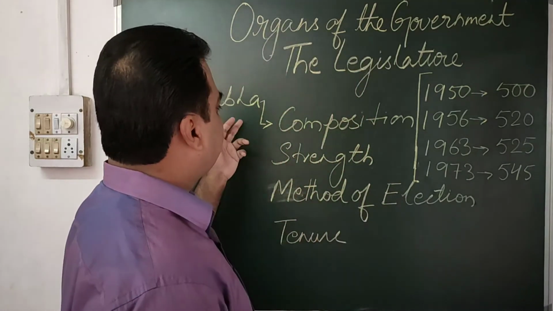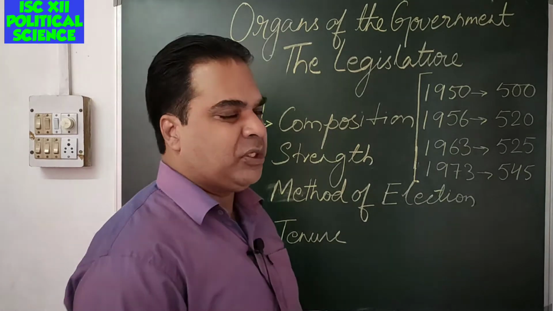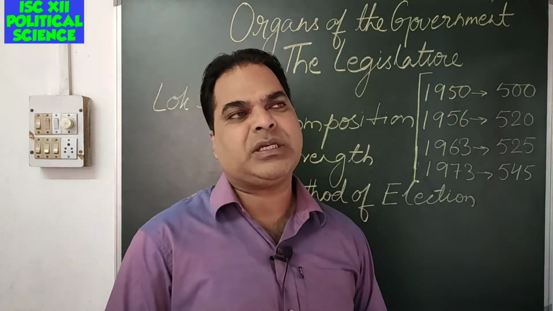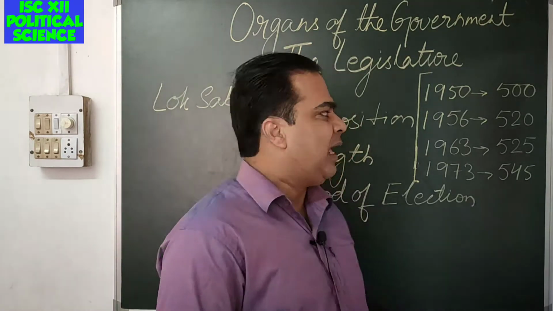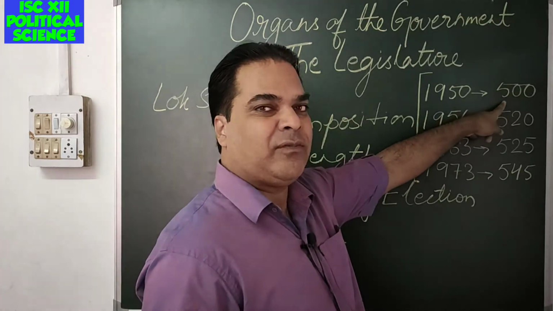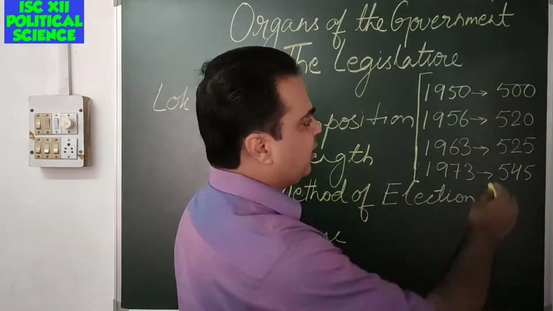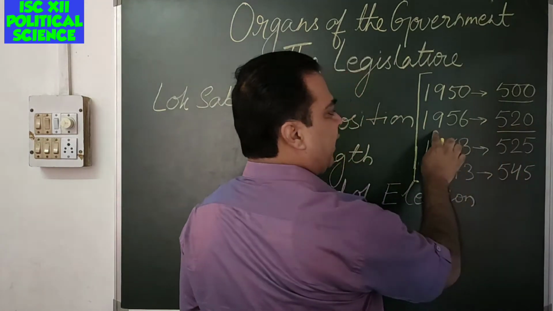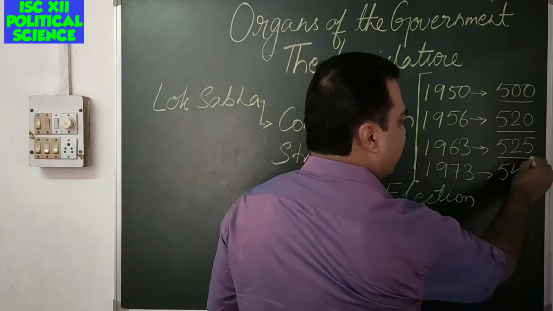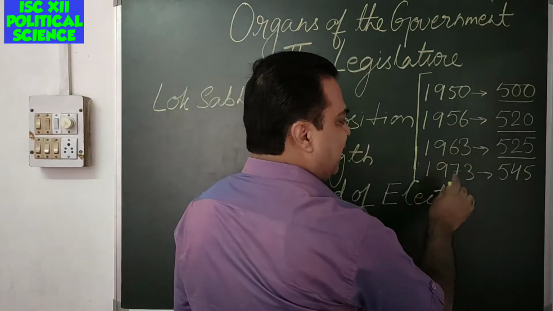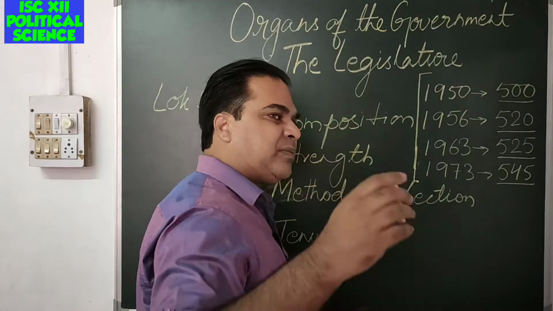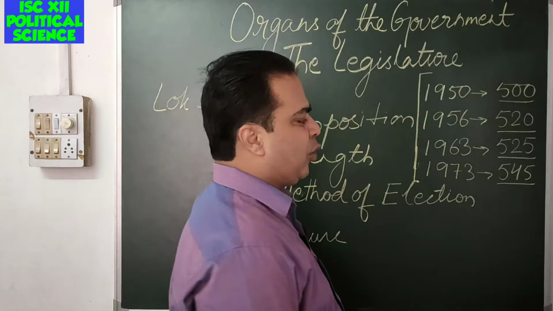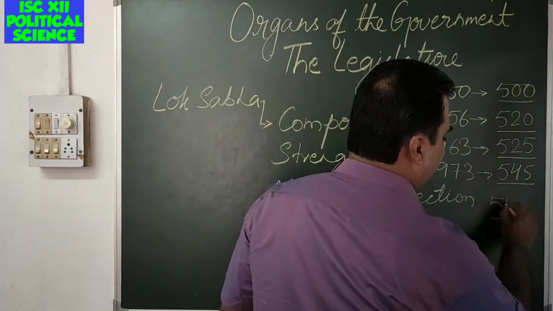So now let's start. The composition. What is the composition of Lok Sabha? Initially when the constitution was inaugurated in the year 1950, the total strength of Lok Sabha was 500. Then it was increased to 520 in the year 1956, then 525 in the year 1963, then in 1973 545. But it was mentioned in the constitution that the maximum strength can go up to 552.